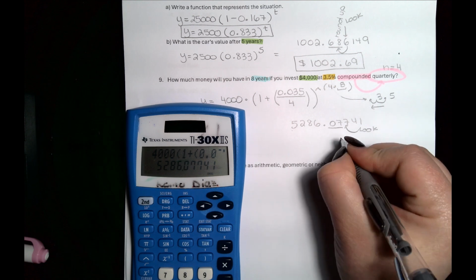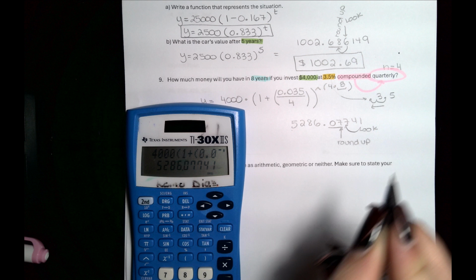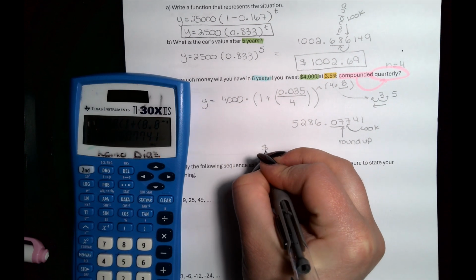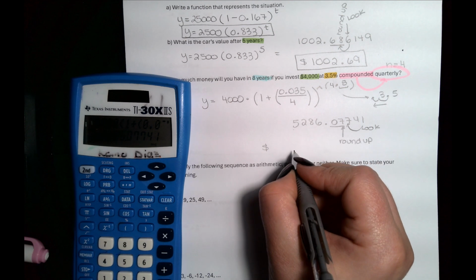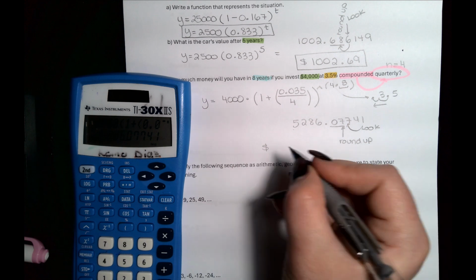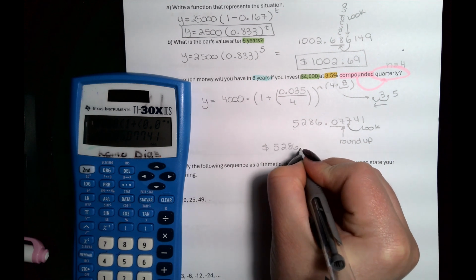Again, we want 2 decimal places for money, so we are looking at this third number of 7. Since this is a 7, we're going to round up to an 8 here. So our $4,000 in 8 years with a 3.5% interest rate compounded 4 times a year will give us $5,286.08.